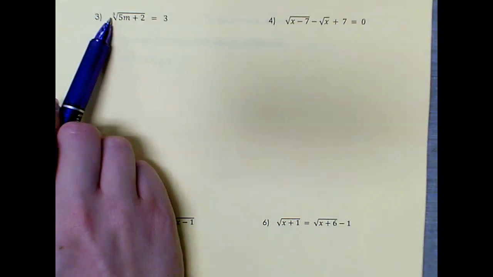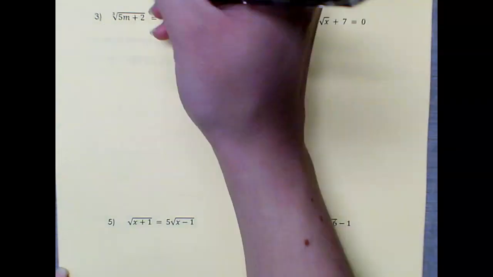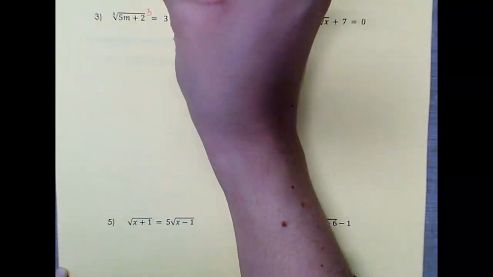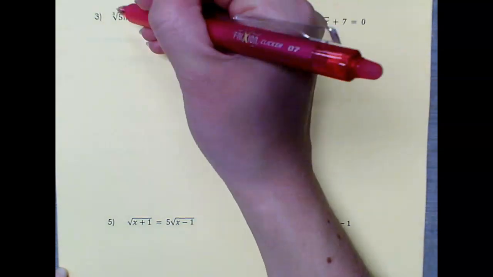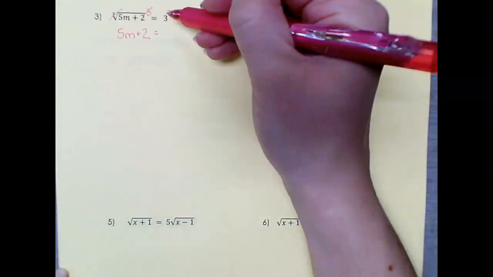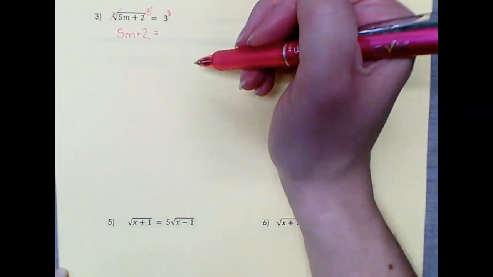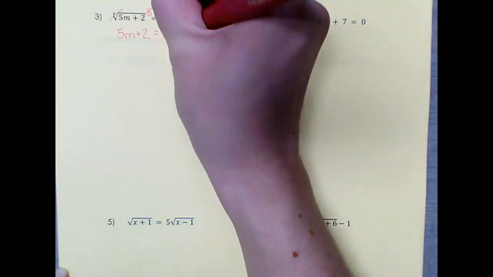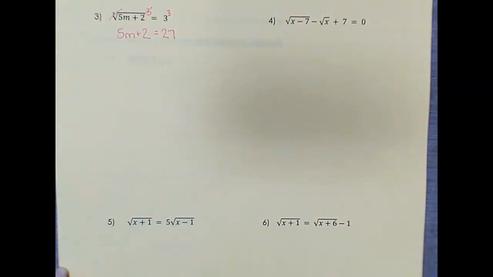What's going to get rid of a cube root? Not squaring, but cubing. So if you cube a cube root, you're just left with the radicand, 5m plus 2. And then if you cube 3, 3 times 3 is 9, and 9 times another 3 is 27. All right, so let's see if we can finish solving this.